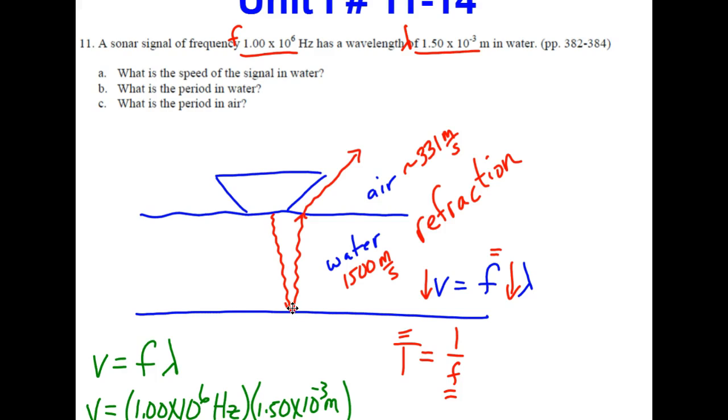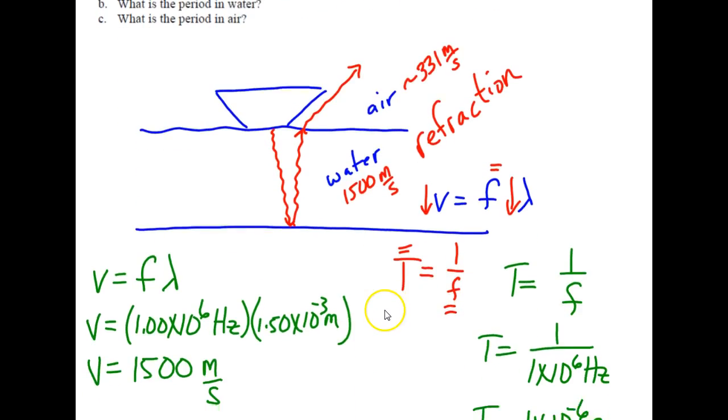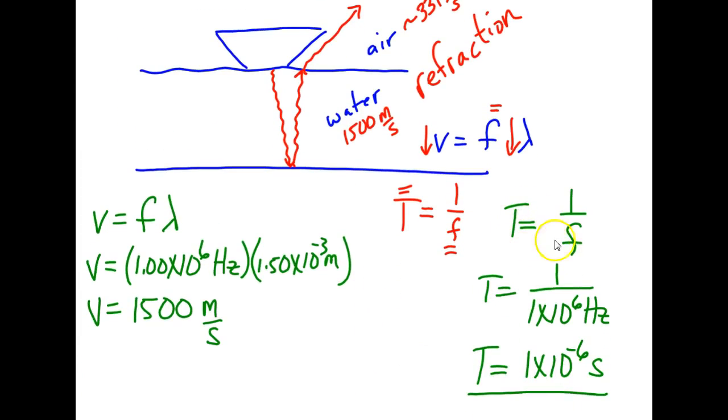So to do the period in water, you would simply take the inverse of the frequency. And so shown over here to the right, your period would be the inverse of the frequency. So T equals 1 over 1 times 10 to the 6 hertz. So the period would be 1 times 10 to the negative 6 seconds.